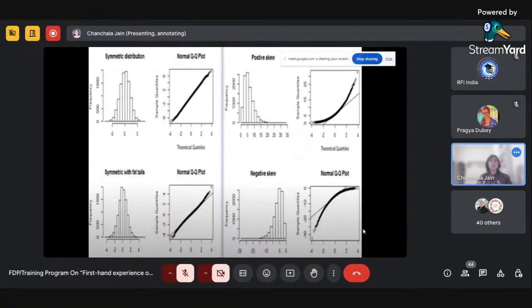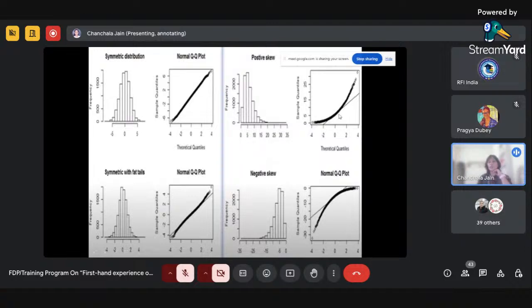Now there are a few more methods I told you, that is the QQ plot for checking normality. This is one more graphical method. At the left upper side, where I'm showing with my mouse, this is the symmetric distribution, which means the perfect normal distribution. In that case the QQ plot will look like this. When your data is positively skewed, I'm talking about the upper right side, here you can see your data is positively skewed.